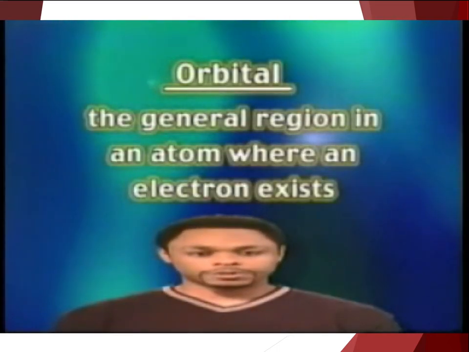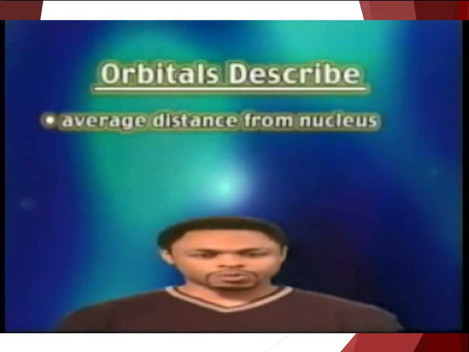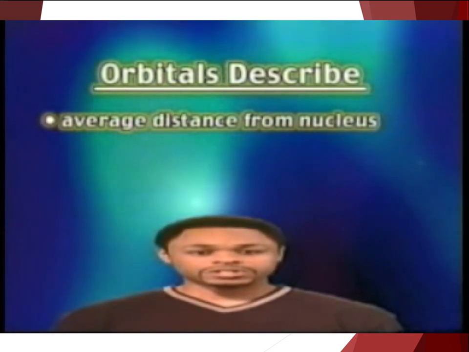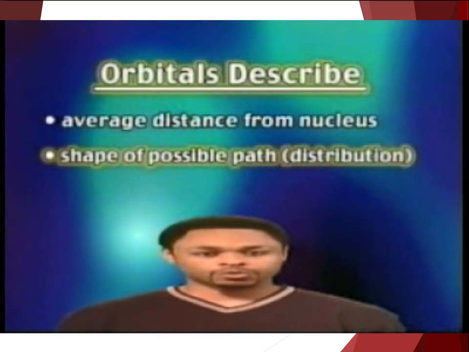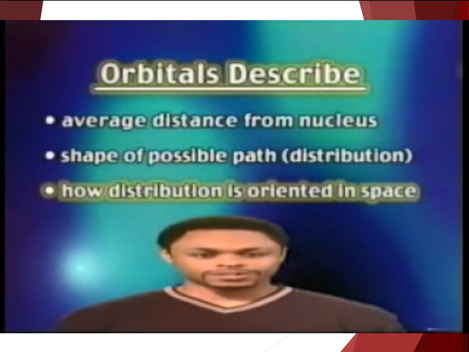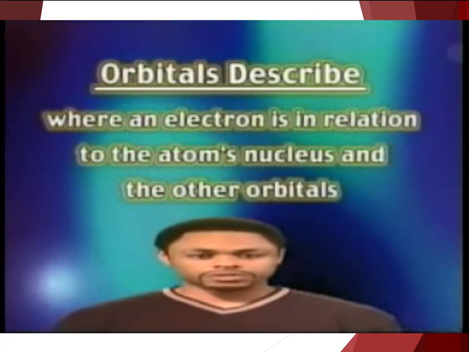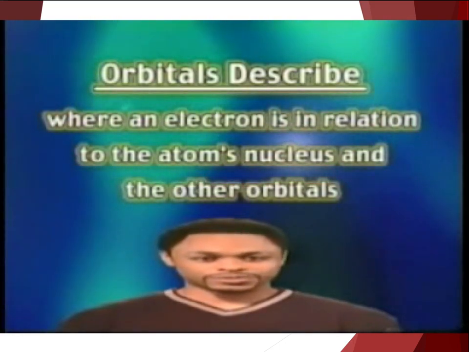The word orbital refers to the general region in an atom where an electron exists. An electron's orbital describes its average distance from the nucleus of an atom, what shape its possible path forms, or distribution, and how that distribution is oriented in space. In other words, where it is in relation to the atom's nucleus and other orbitals.